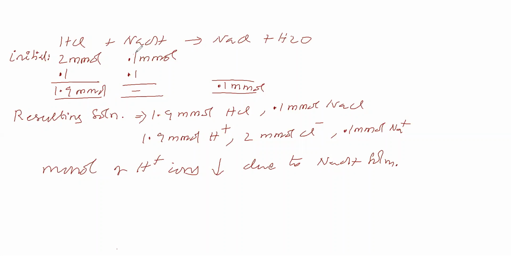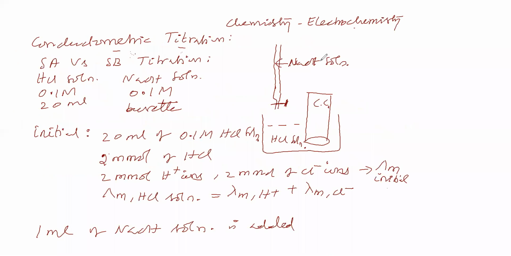Now, how much H plus ions are reducing? That much Na plus ions are there. Now see, initially how much H plus ions are there? 2 millimoles of H plus ions.